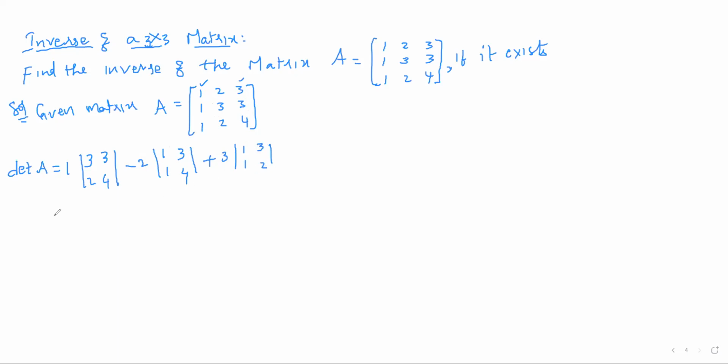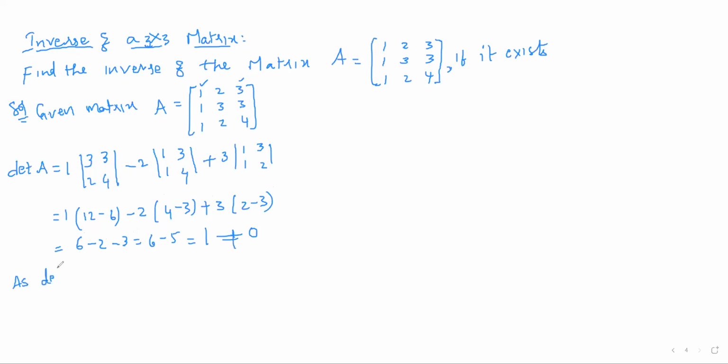So calculate it now. 1 into (3 fours are 12 minus 3 twos are 6) minus 2 into (4 ones are 4 minus 3) plus 3 into (2 ones are 2 minus 3). So 12 minus 6, 6 only, minus 2 into 1, minus 2 only, 3 into minus 1, minus 3 only. That is 6 minus 5, that is 1, which is not equal to 0. So as determinant of A not equal to 0 implies A inverse exists.